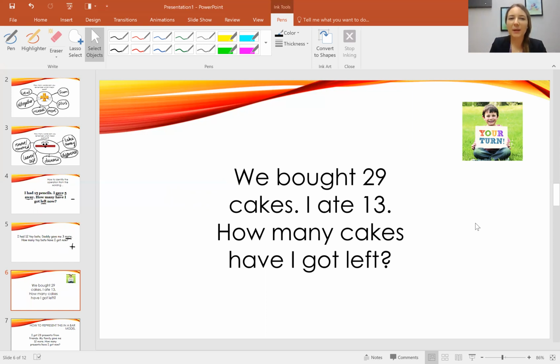Have you done that? Well done. So the word was left. That was one of our subtraction words, but also the word ate. It's not a subtraction word, but it tells us that an amount has been taken away, it's gone. So we had 29 and an amount has been taken away, it's now gone because somebody's physically eaten it. Okay, so we know that that is a subtraction question. Well done if you got that.